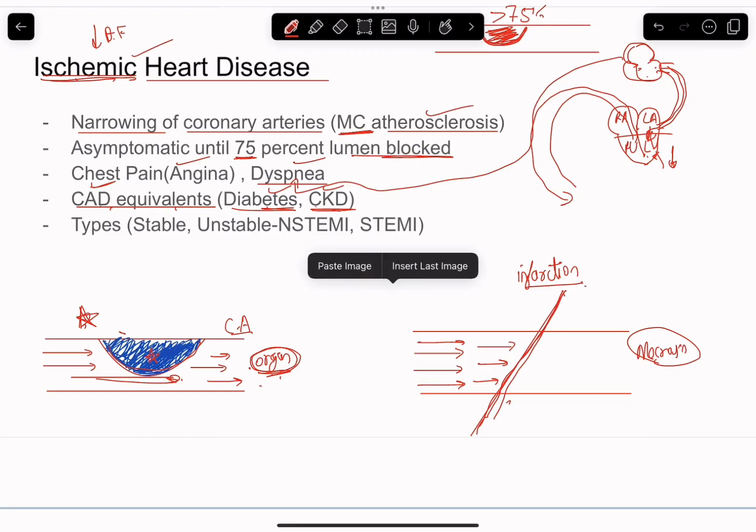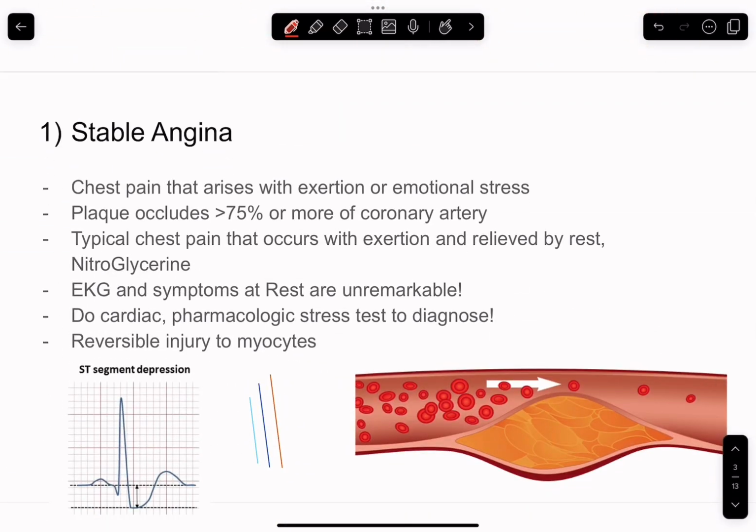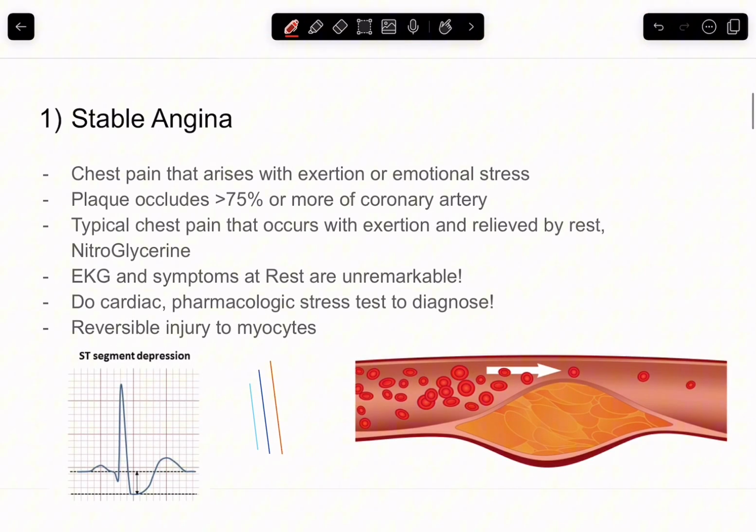Now let's talk about the types of ischemic heart disease. You have stable, you have unstable, you have your NSTEMI and your STEMI. Let's talk about stable angina first. So stable angina is chest pain that arises with exertion or emotional stress. So whenever your body demands more blood flow, and that puts your heart muscle at stress, so whenever the heart muscle needs more blood flow in order to function, you see the symptoms of stable angina.